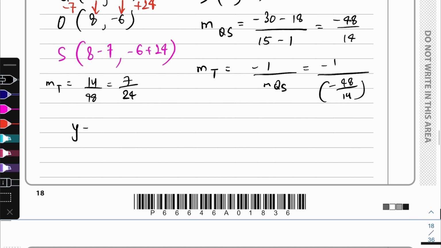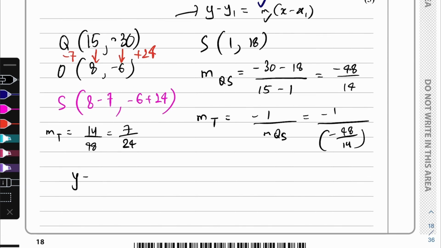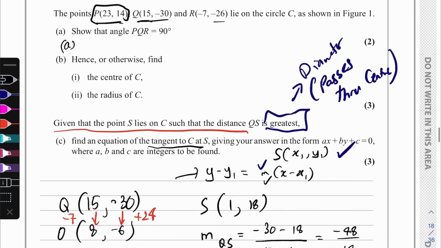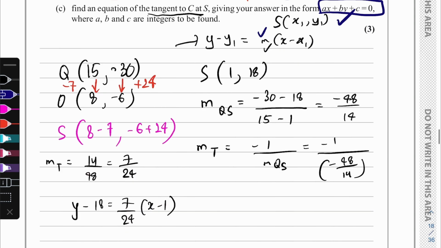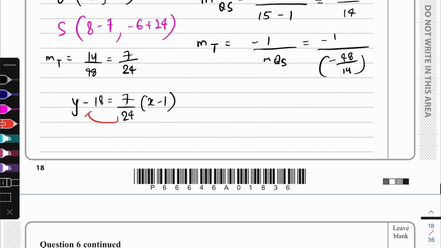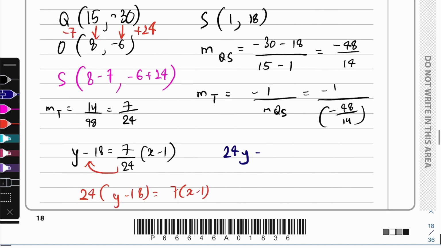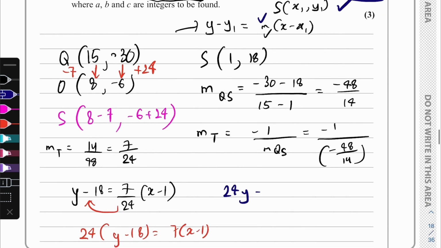So y minus y1, which is 18, equals 7 over 24, x minus 1. Now they also say they want it in the form ax plus by plus c equals 0. So we can multiply 24 to the other side, becomes 24 times y minus 18 equals 7 times x minus 1. So this gives us 24y minus... oh wait, did I make a mistake here?